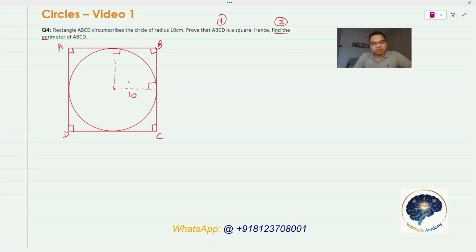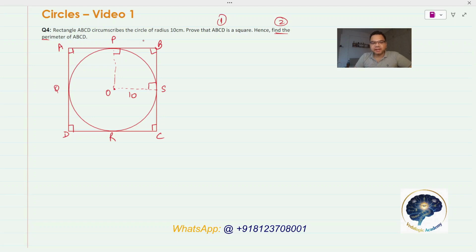So we'll start with whatever we know already, right? Radius is 10. This is a rectangle, and these sides are touching the circle at, let's say, P, Q, R and S. So OP and OS are perpendicular to the sides. So these are 90 degrees.